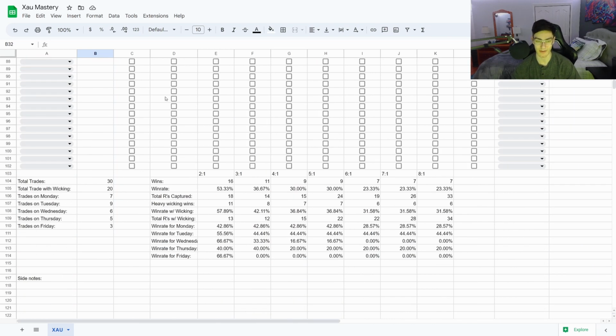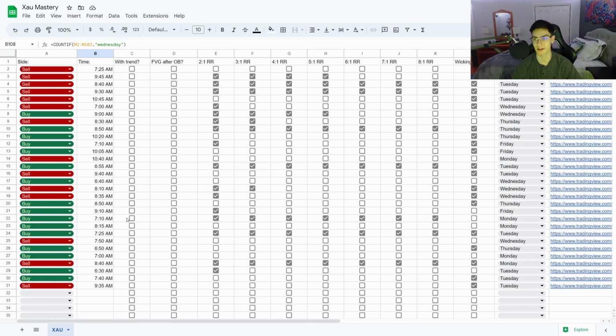Since I have all those boxes checked off, if I were to have a static risk to reward, such as a 2-to-1 or a 3-to-1 or a 4-to-1, I could calculate my win rate at that risk to reward. It shows the wins, win rate, and total R's captured. The way I calculate the total R's captured is for every win there would be +4, and for every loss there'd be -1, since it's a 4-to-1 risk to reward. I also have the win rate for the days of the week, and all that stuff.